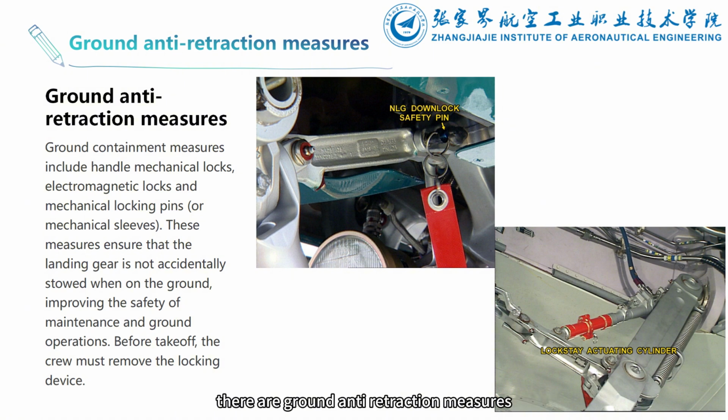There are ground anti-retraction measures on the aircraft. The ground anti-retraction measures include mechanical locks on the handle, electromagnetic locks, and mechanical locking pins or mechanical sleeves. These measures ensure that the landing gear is not accidentally stowed when on the ground, improving the safety of maintenance and ground operations. Before takeoff, the crew must remove the locking device. Otherwise, the landing gear cannot be retracted after takeoff and the plane can only return.